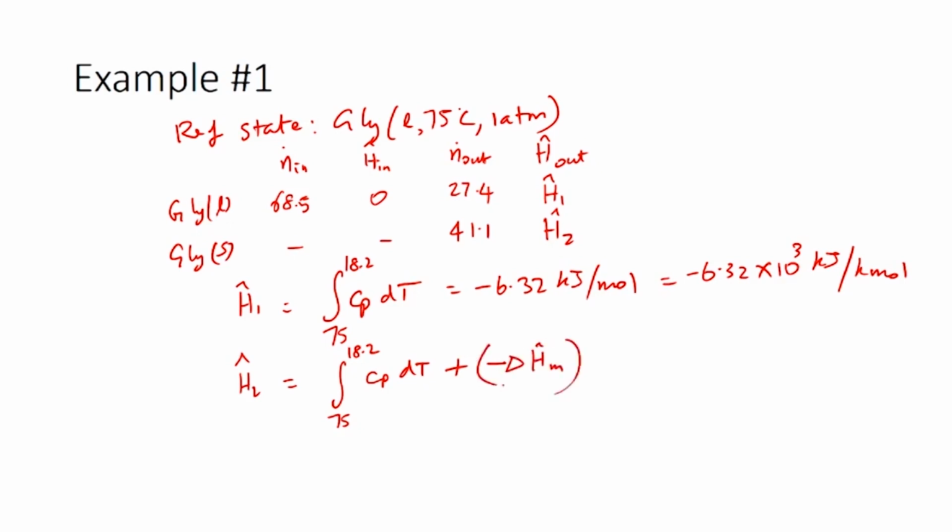So, this would be the total change in specific enthalpy for the process, where liquid glycerol at 75 degrees Celsius and 1 atmosphere is converted to solid glycerol at 18.2 degrees Celsius and 1 atmosphere. So, using the values we have for Cp and delta Hm cap, we can calculate this to be minus 24.62 times 10 power 3 kilojoules per kilomole. So, please make sure the units are correct while you are performing the calculations.